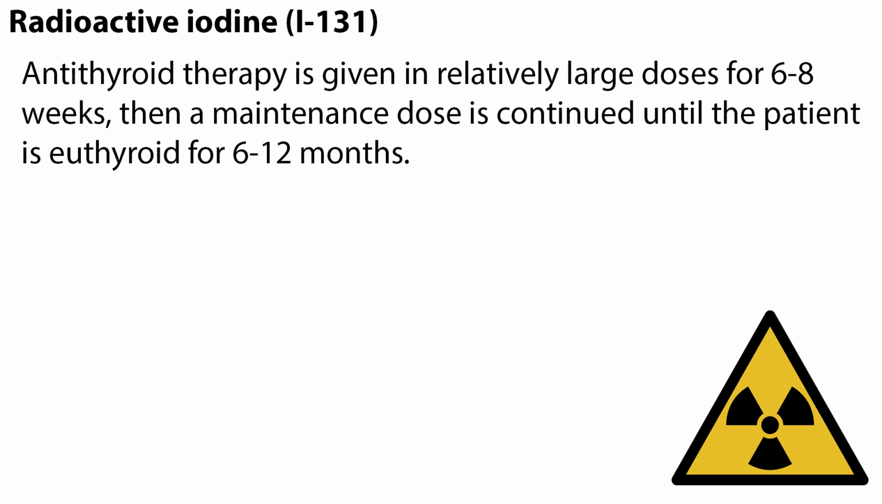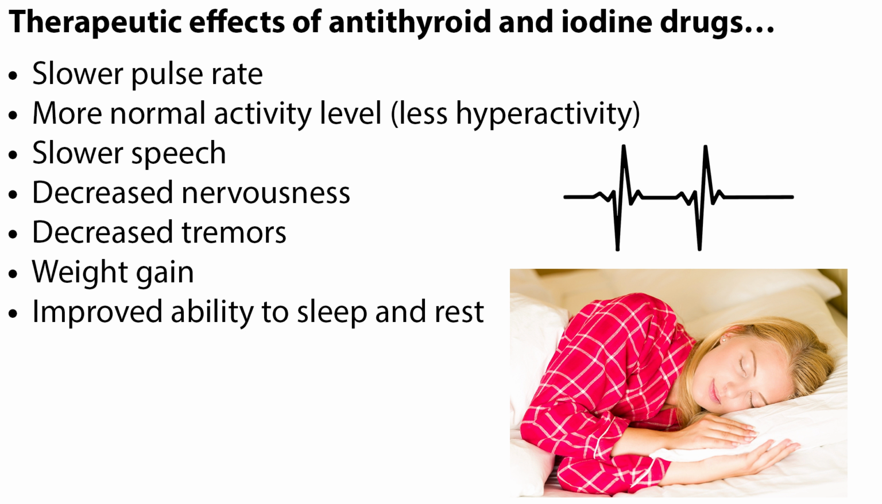Antithyroid therapy is given in relatively large doses for 6 to 8 weeks. Then a maintenance dose is continued until the patient is euthyroid for 6 to 12 months. Therapeutic effects of antithyroid and iodine drugs include slower pulse rate, more normal activity level, less hyperactivity, slower speech, decreased nervousness, decreased tremors, weight gain, improved ability to sleep and rest.